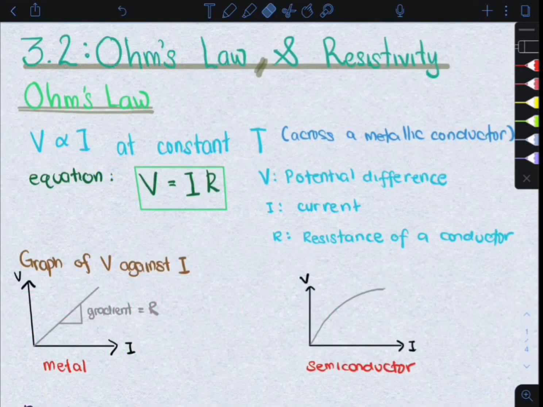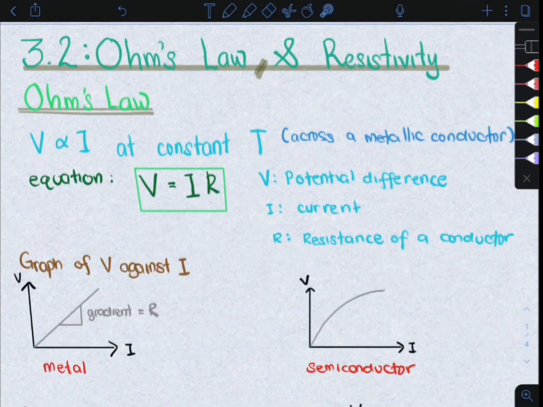Okay, next we're going to continue with our next subtopic, 3.2, Ohm's law and resistivity. The first thing here is the Ohm's law. According to Ohm's law, V is directly proportional to I at constant temperature. However, this is only valid for metallic conductor, where mathematically V is equals to IR, where V is the potential difference, I is the current, and R is the resistance of the conductor.